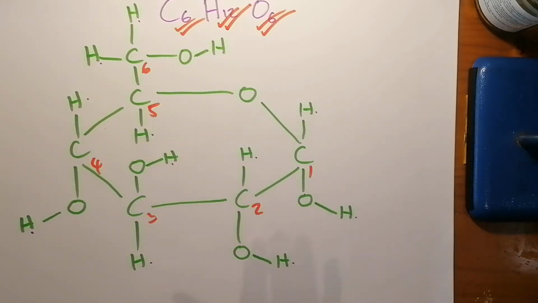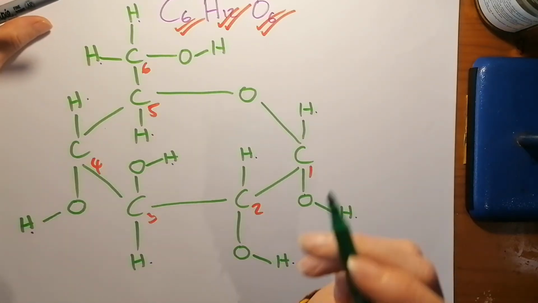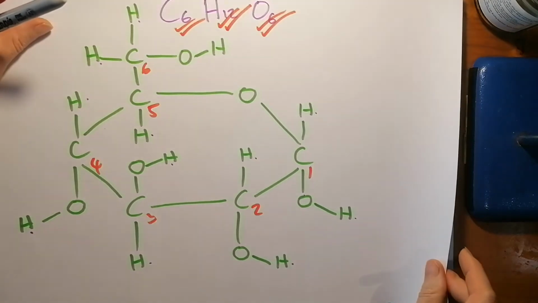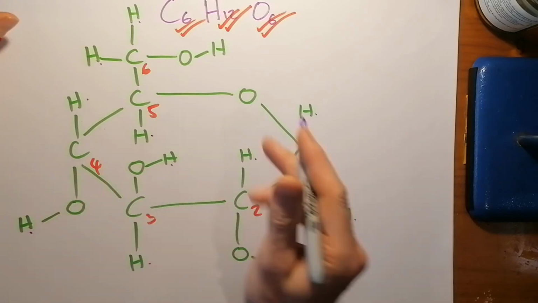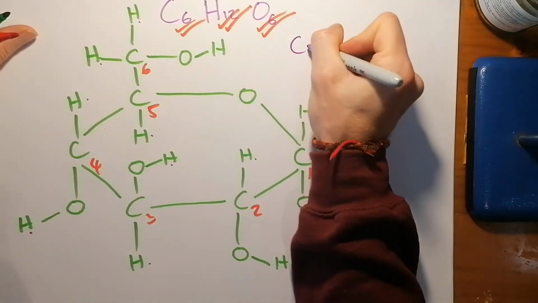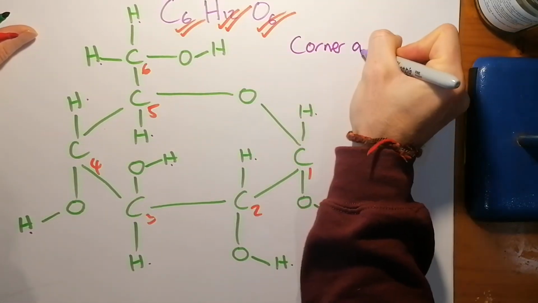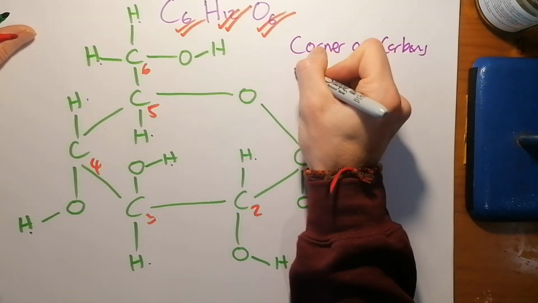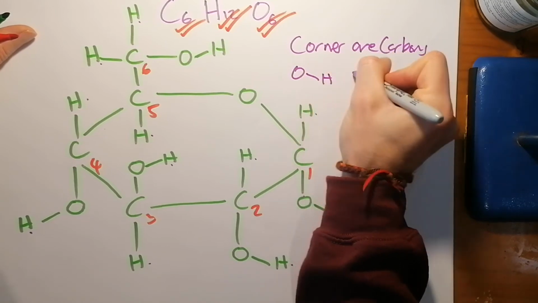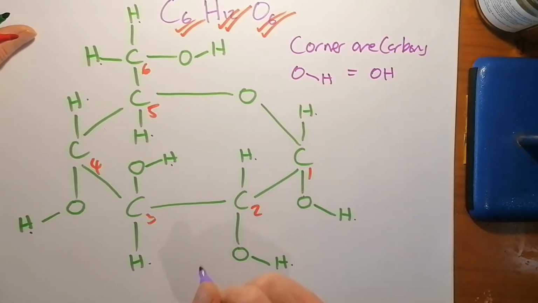You will see that that is a pretty tricky way to draw glucose. So what organic chemists have come up with are new ways of doing this. There are a few rules we can follow, right? And those rules are, we don't have to draw all these. We can just say corners are carbons. We can say O bond H equals OH.